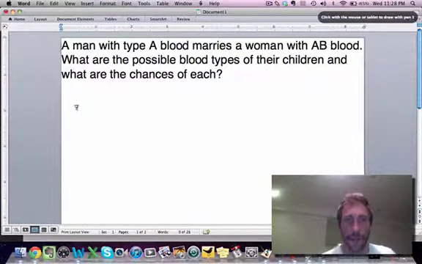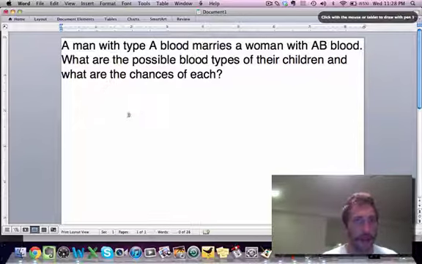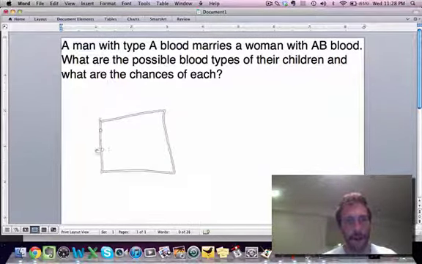We've got a type A blood man who marries a woman with AB blood. They're going to have some children, and we want to know what the possible children they can have are. So we work this just like any other problem. Type A blood, man. Let's make the Punnett square here. We'll put the man up here.